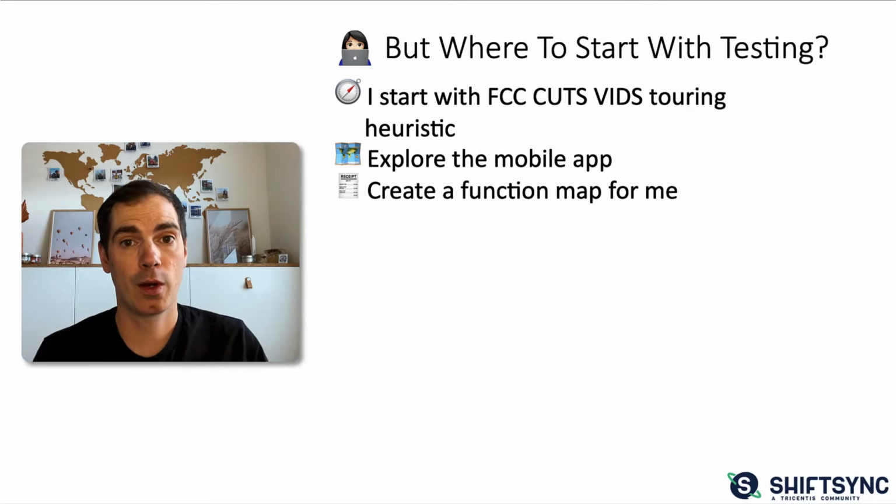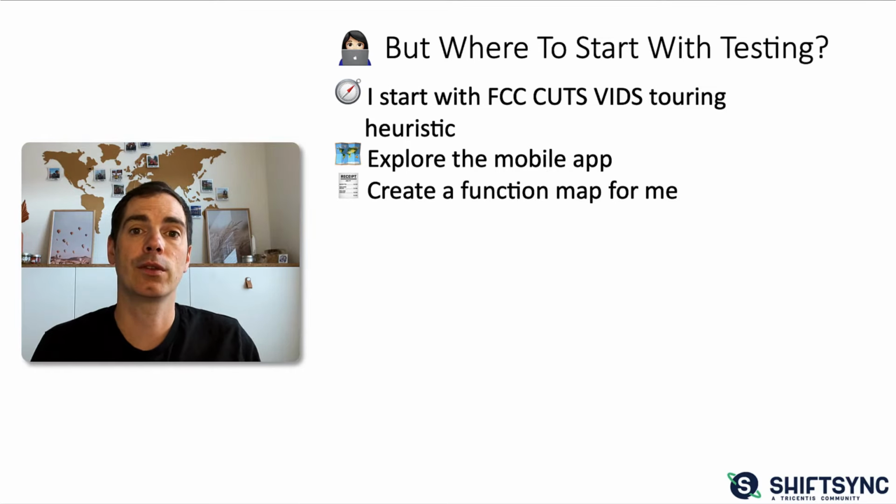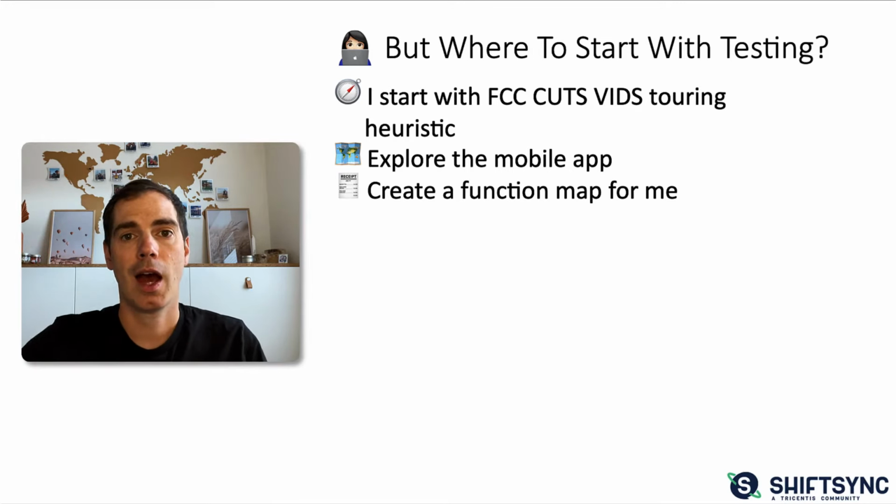And while I'm exploring with the feature tour, I create for myself a so-called function map, or a feature map if you like. I note down all the features that I notice. I just note it down, like, okay, it's a login, it's a search, and so forth. And then later I go deeper.